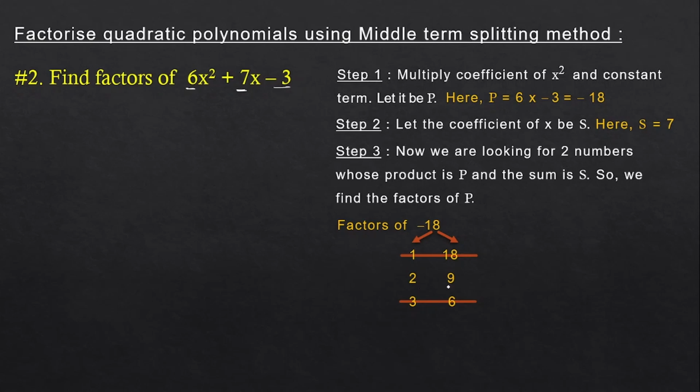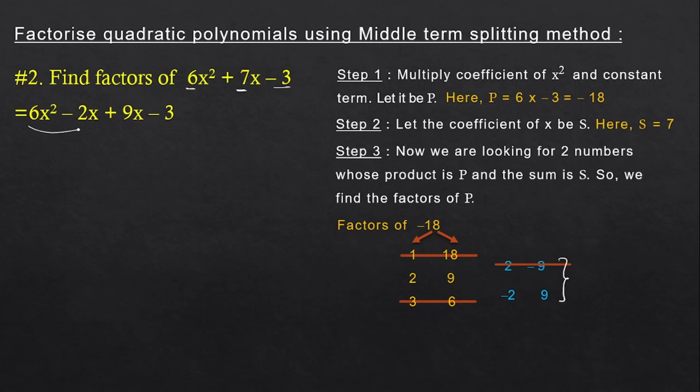But 2 times 9 is not negative 18. Now here comes the sign concept. Here the factors would be either 2 times minus 9 or minus 2 times 9, which gives me negative 18. Now out of these two pairs of factors, I have to find out which will give me the middle term 7. Negative 9 and 2, if added, will give me negative 7. I want positive 7. So my required pair of factors would be negative 2 and 9. I hope this is understood. Now we split the 7x as 6x squared minus 2x plus 9x minus 3.